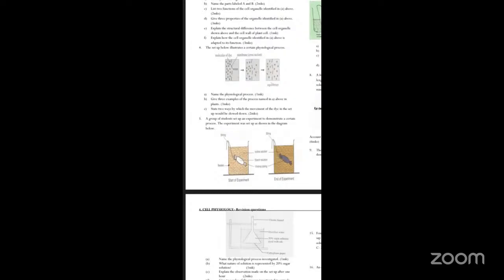So let me reread question C, but now rephrase it. State two ways by which the movement of the dye in the setup would be increased. So we're answering that question. How will the movement of the dye be increased? Increasing the temperature. Yes, increasing the temperature. Good.